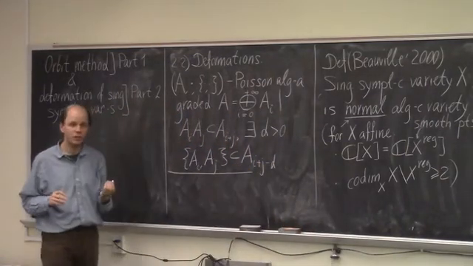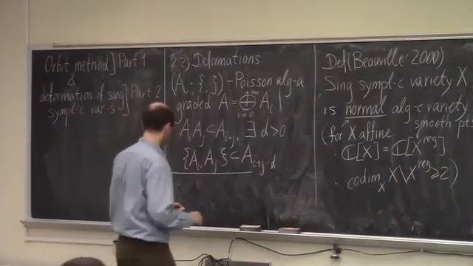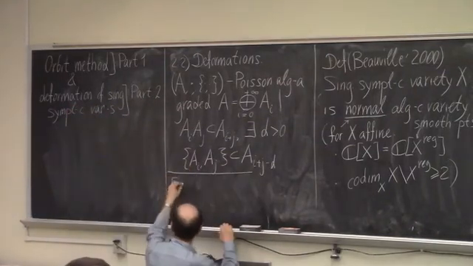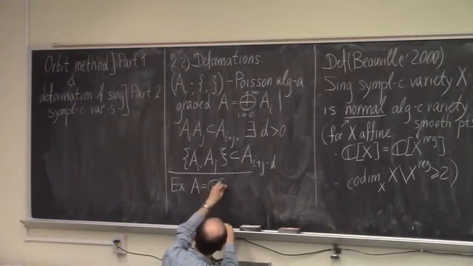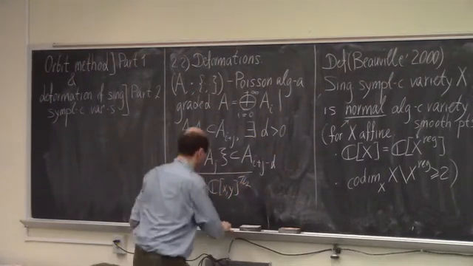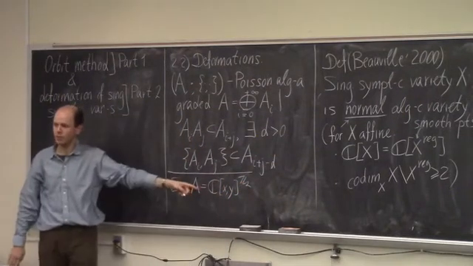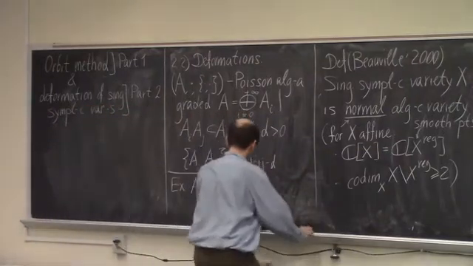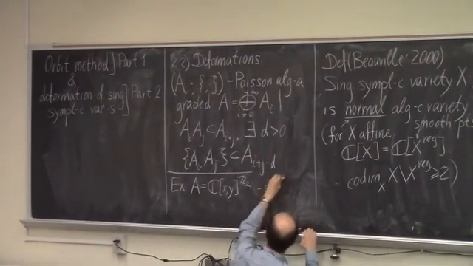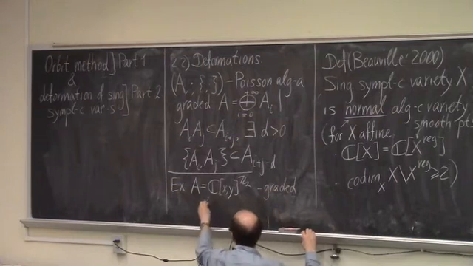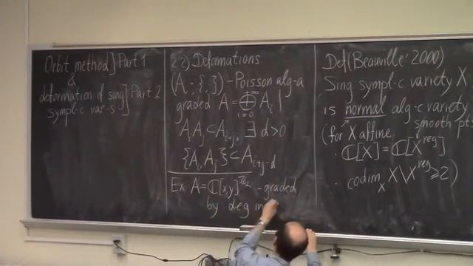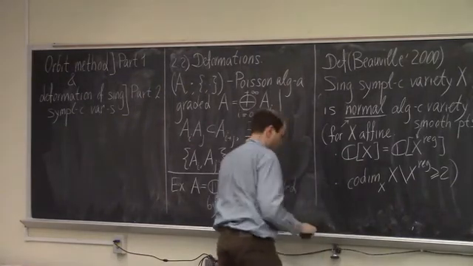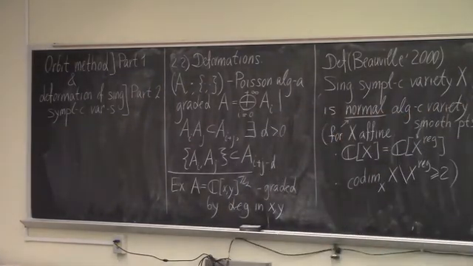And you can ask me what is the example? Well, the same as before. So let's take A to be the algebra of functions of the quadratic form. This guy is graded by degree of a polynomial. And the Poisson bracket is given by a very simple formula.